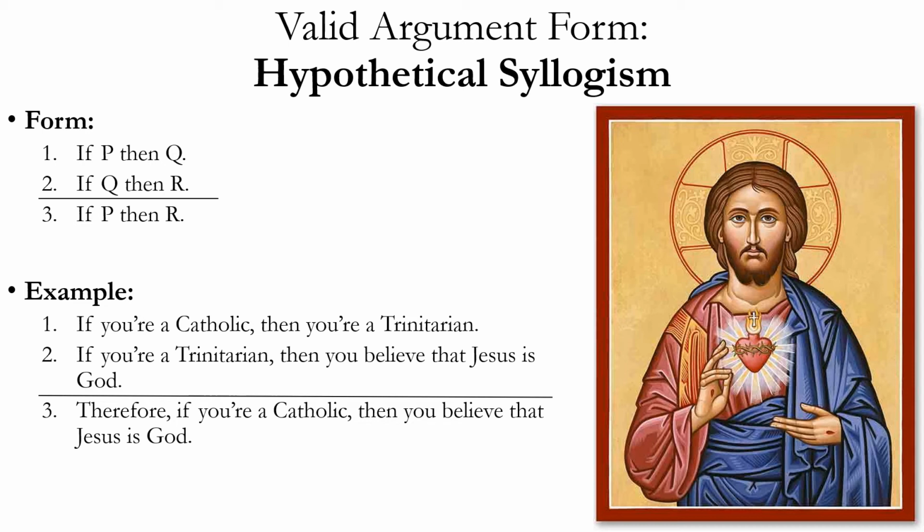Once again, even though the premises and the conclusion are true, that's not enough to prove it's valid. So hypothetically, even if we knew one of those premises were false, we could still say, well, if the premises were true, the conclusion would have to be true. So that makes the argument valid.